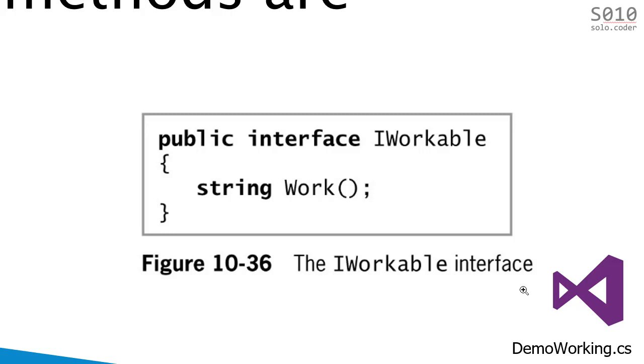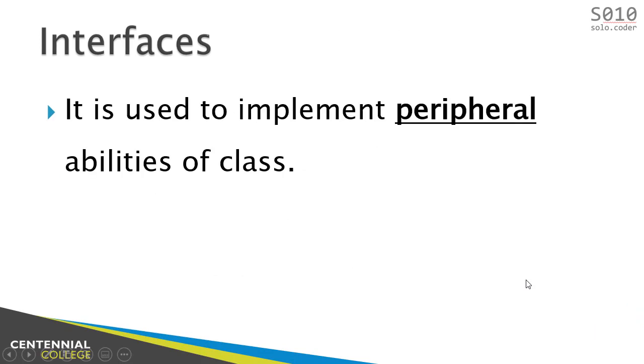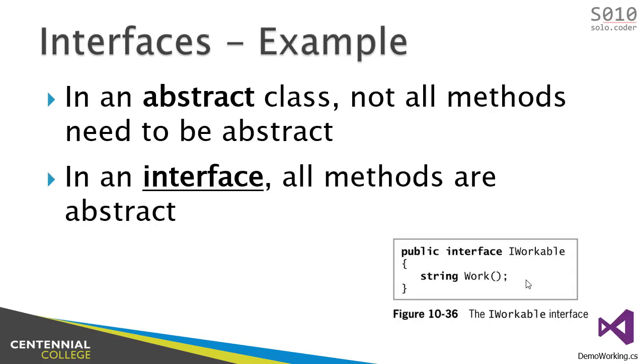So again, you can think about interfaces as add-ons, as nice-to-have features for those classes, but they are not the core. They are peripheral abilities. They are just abilities, okay? But they don't define the core of what that class does. Let's have a look at this example with IWorkable. So IWorkable has one method.